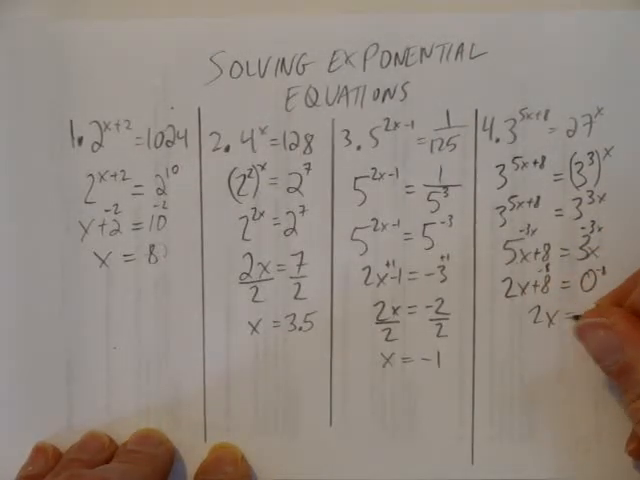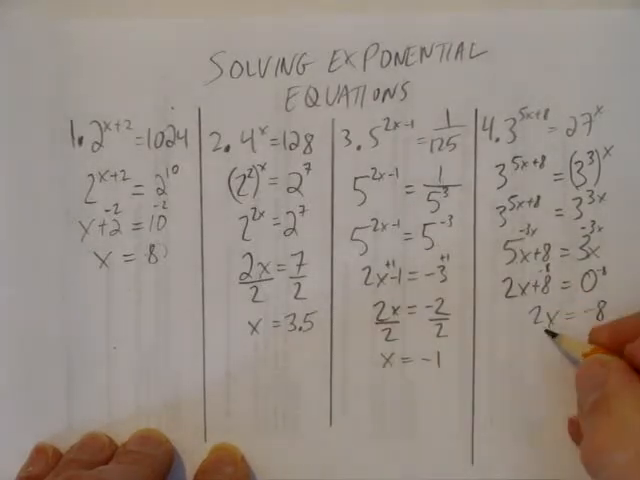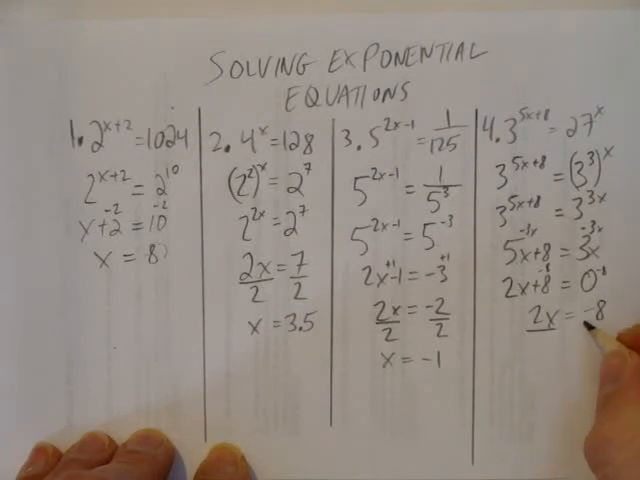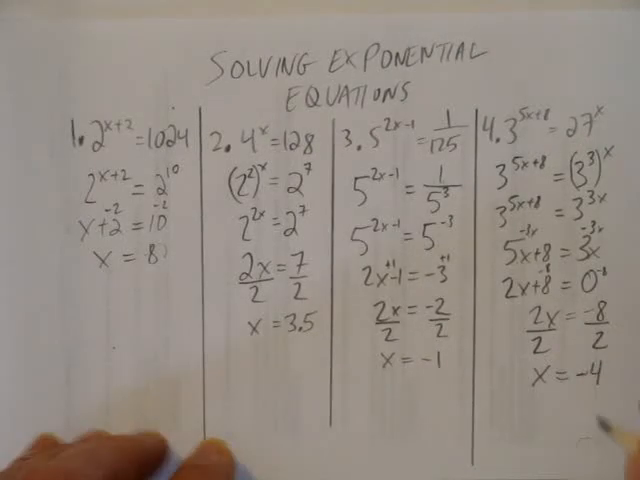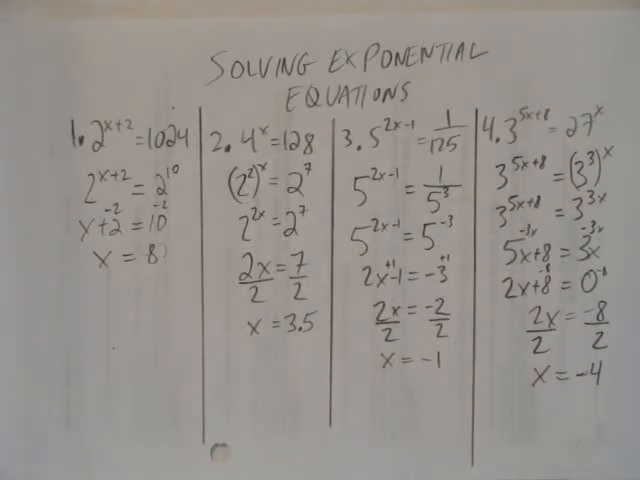And you get 2x equals negative 8. Last move, just like the last question, when you have 2x, divide by the coefficient, the number in front of x, and you get x is equal to negative 4. So those are a few different types of equations that involve exponentials that we can solve.